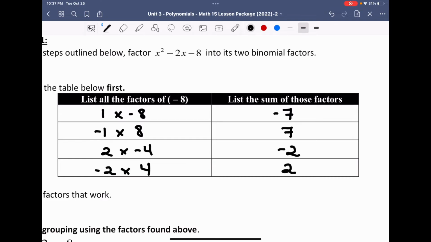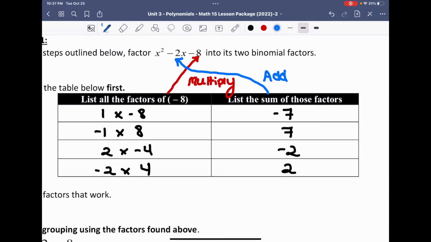Now, here's where we need to build the connection. We figured that we had to multiply to make the outside number here. We had to multiply to get this number. I now have to add to make the middle number. So I have to add to make this middle number.